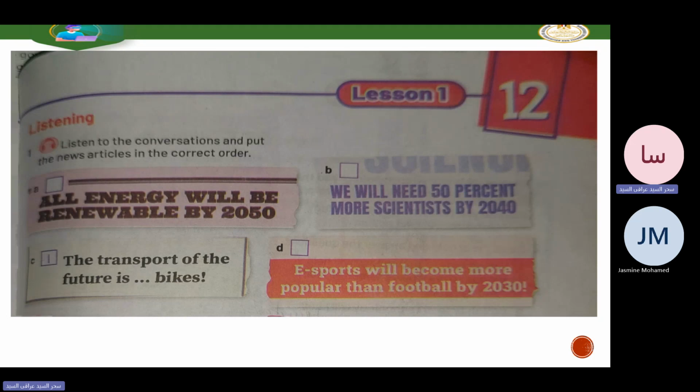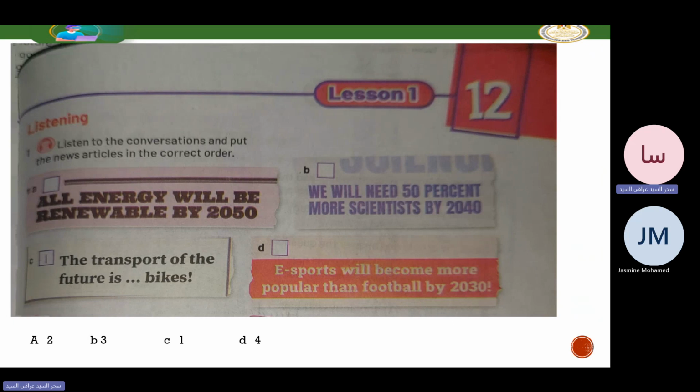Let's check. Of course, number one with C. The transport of the future is bike. What about number two? Number two with A. All energy will be renewable by 2050. Number three with B. We will need 50% more scientists by 2040. The last thing they talk about, number four with D, esports, of course. Esports will become more popular than football by 2030. Okay.